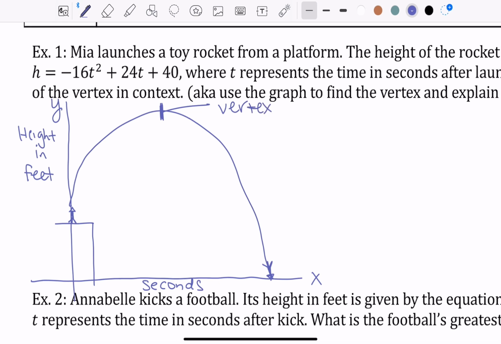Other important points that I'm always going to label. I'm always going to label the vertex, like we just said. I'm always going to label the y-intercept, because that's going to be the starting point.